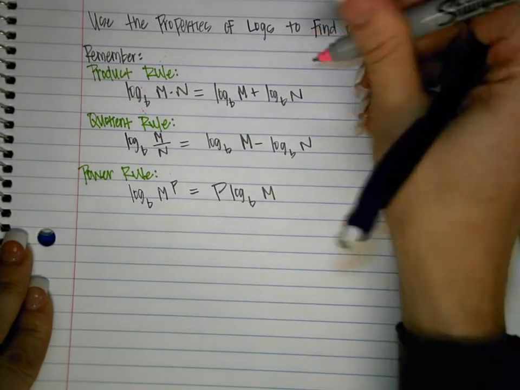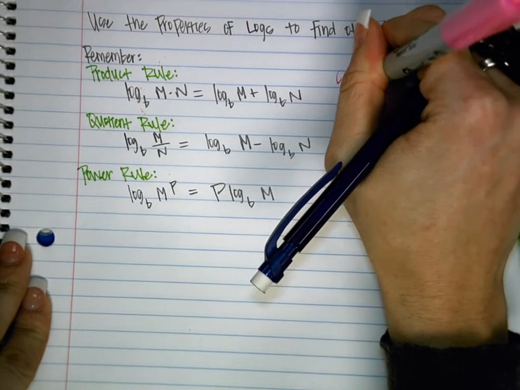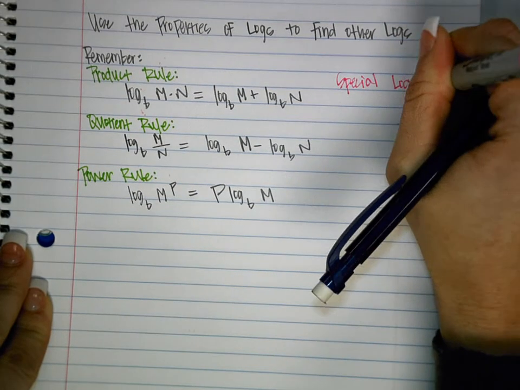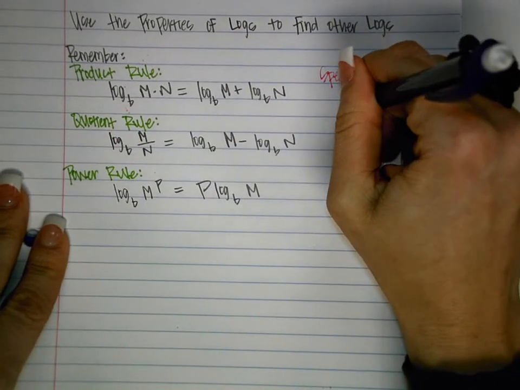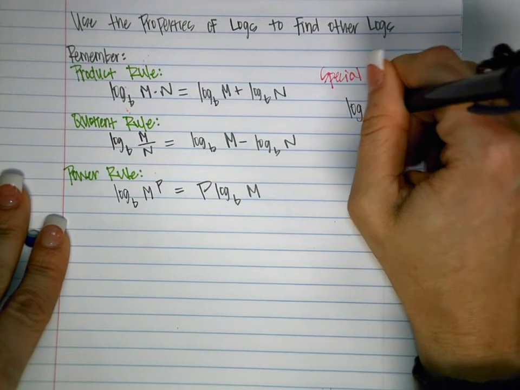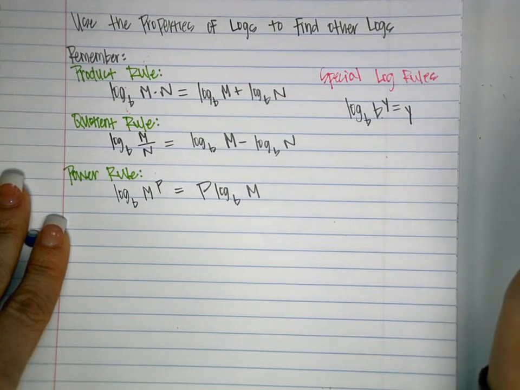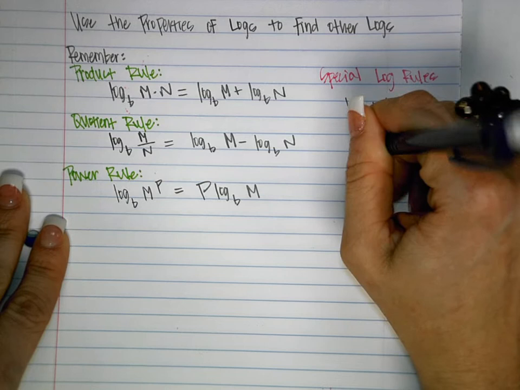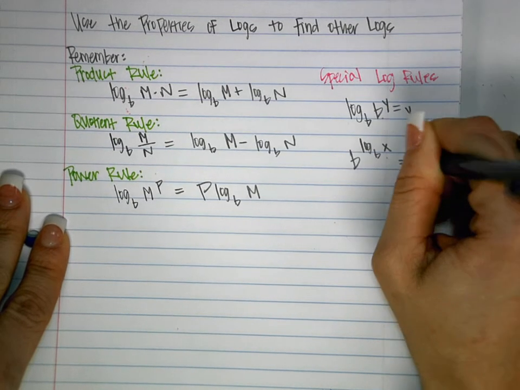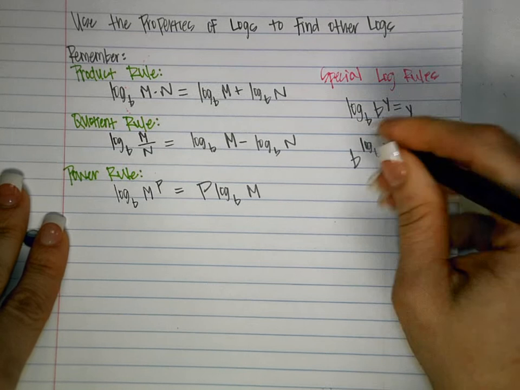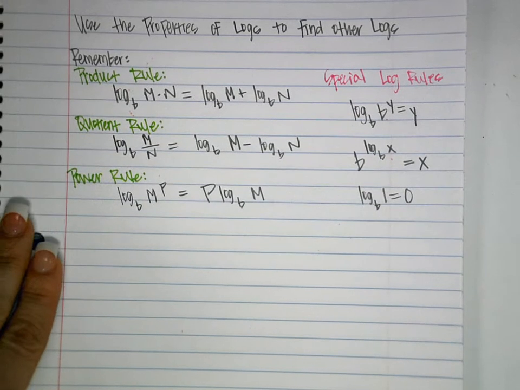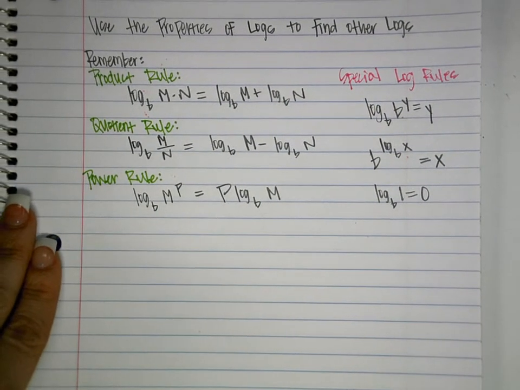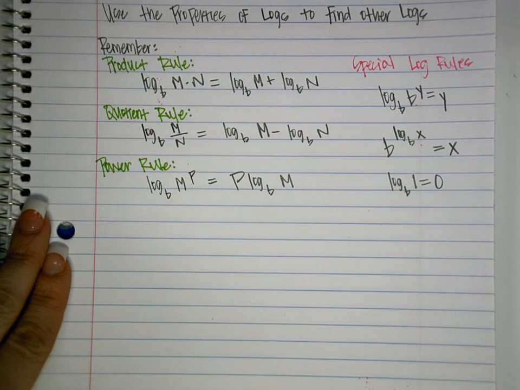Now, there are also some special log rules that you need to remember. Log base b of b to the y is equal to y. I also want you to remember that b to the power of log base b of x is equal to x. And another key one to remember is that log base b of 1 is equal to 0. Just as a little bit of review, I'm making sure we remember all of those different rules. Can we go over natural log? Not today, but we will.